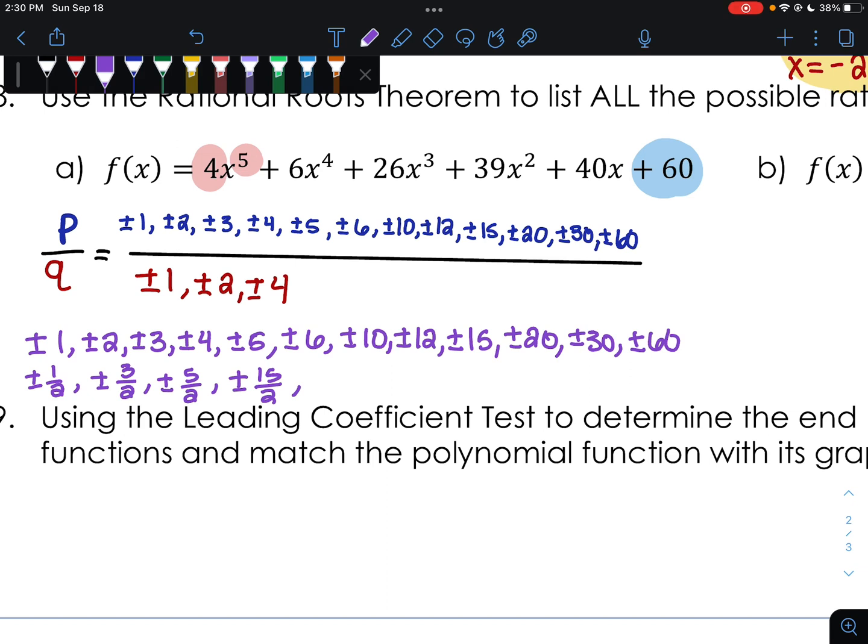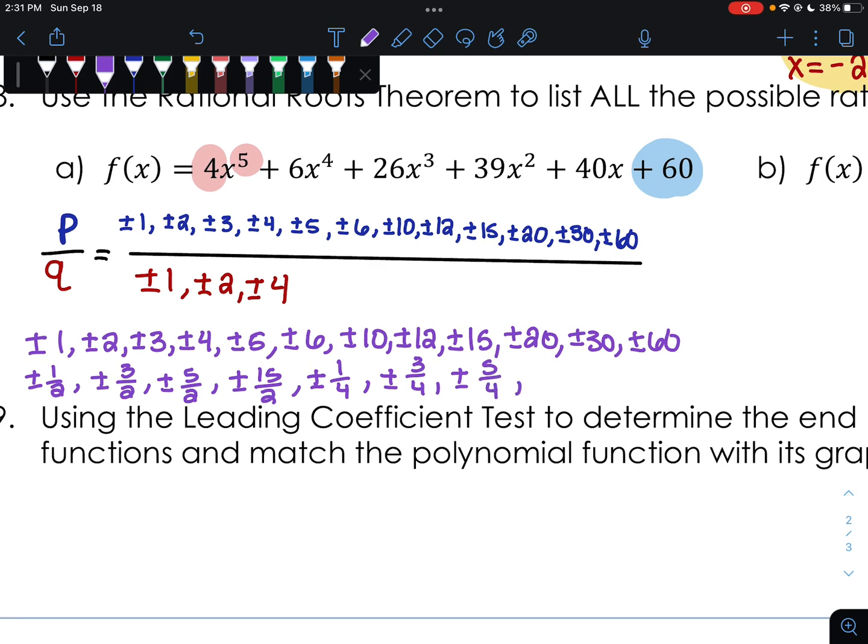Now we're going to repeat that process with 4. So 1 divided by 4 is plus or minus 1/4. 2 divided by 4 simplifies to 1/2. We already have that. 3 divided by 4 is plus or minus 3/4. 4 divided by 4 is plus or minus 1. We already have that. 5 divided by 4, which is plus or minus 5/4.